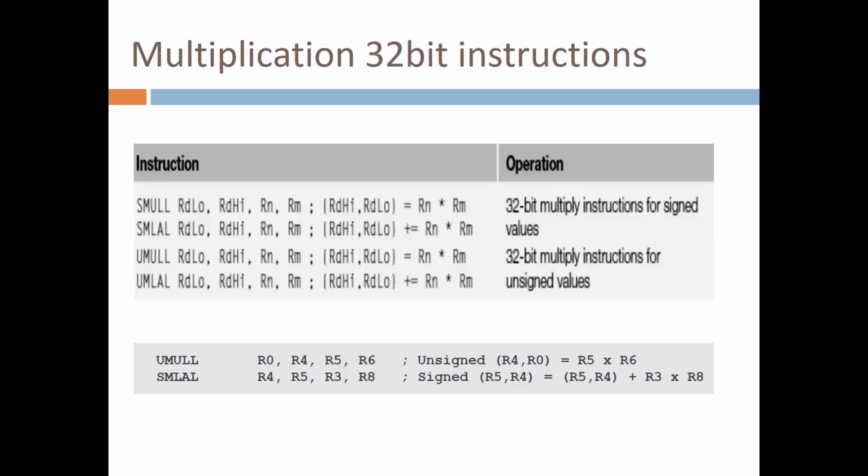Let us continue with the next set of instructions, that is multiplication of 32-bit instructions. We have two operations here, one for signed multiplication and another for unsigned multiplication. First, let us see the first instruction under multiplication of 32-bit instructions.